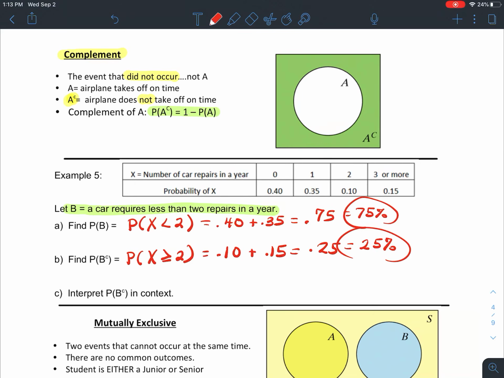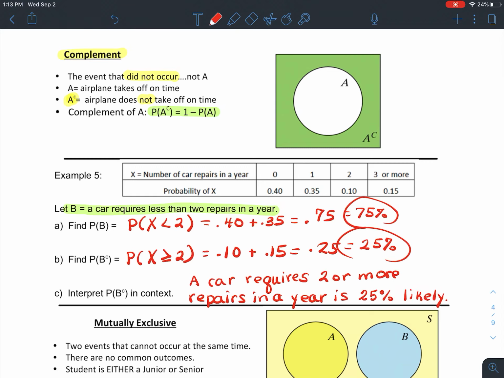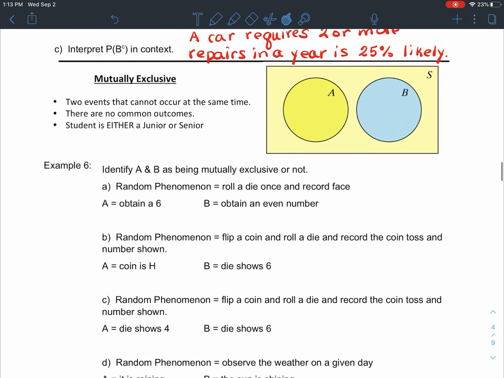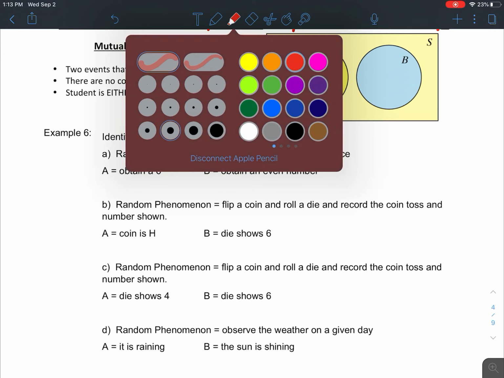Okay, now it's asking us to interpret what this answer is representing here. So we could say this a couple different ways. We could say a car requires 2 or more repairs in a year is 25% likely. Could say 2 or more. That probably makes more sense to word it like this than to say not less than 2 repairs.